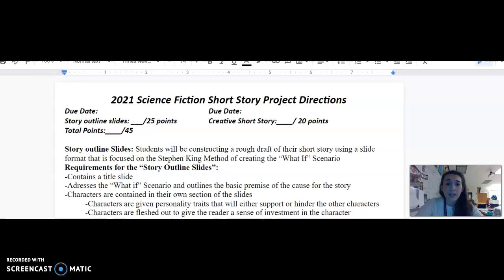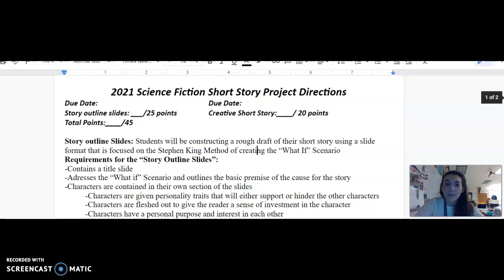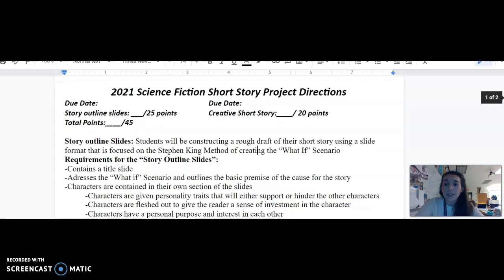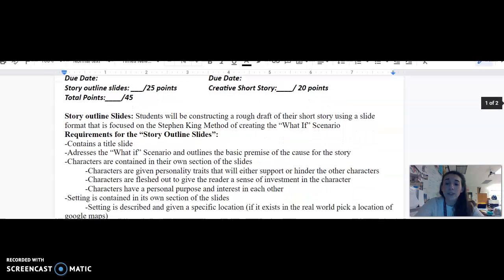Characters are given personality traits that will either support or hinder the other characters. Characters are fleshed out to give the reader a sense of investment in the characters. So characters should have positive and negative characteristics. Most importantly, they need to have negative characteristics in order to feel like a regular human being. When we think of characters like Hercules, he has very few flaws, and that makes him feel unrelatable as a real person. And that's okay for like a Disney character. They don't need to be overly complicated.